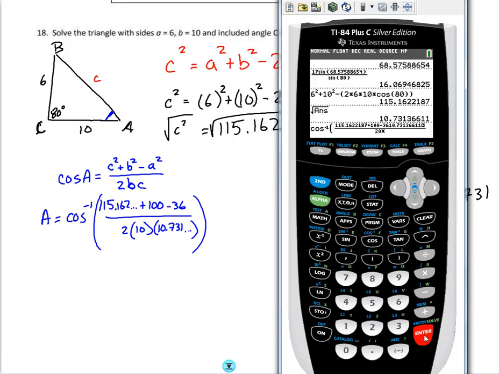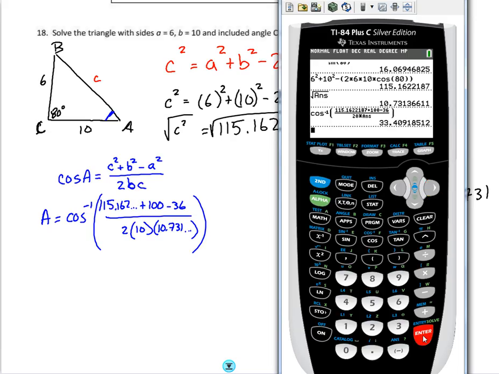That didn't work out the way I planned. That's alright. It is my most recent answer, so maybe I can just do second answer. And let's close the parentheses, see what we get here. 33.409. How's that sound? 33.409.